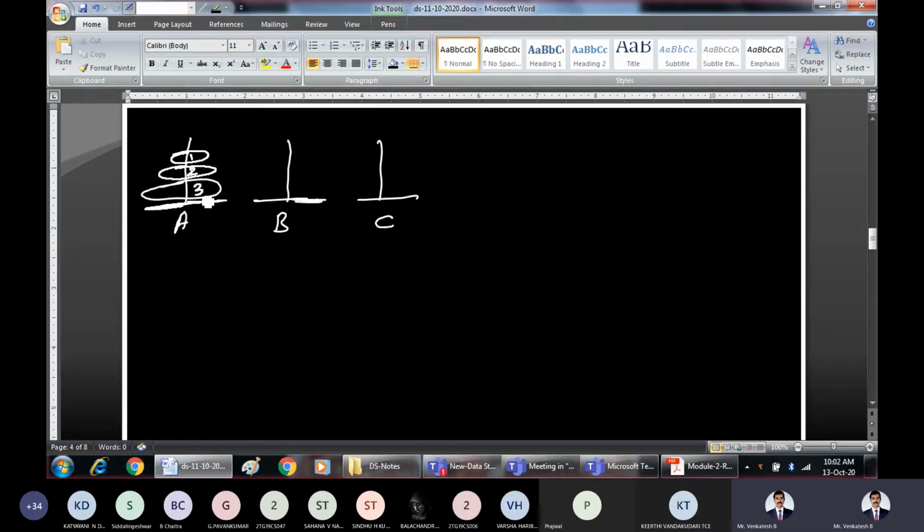Yes, any other moves from the student side? How many moves do you need, minimum moves to move all these disks from here to here? Someone has told that it is 5. No other solution?